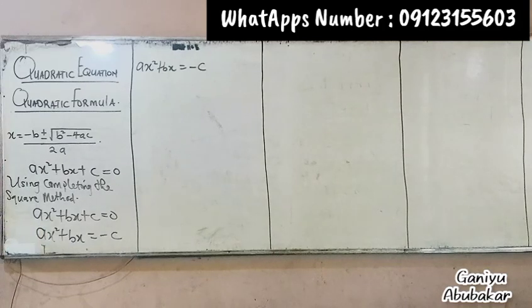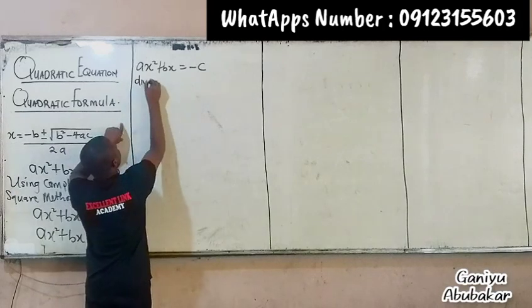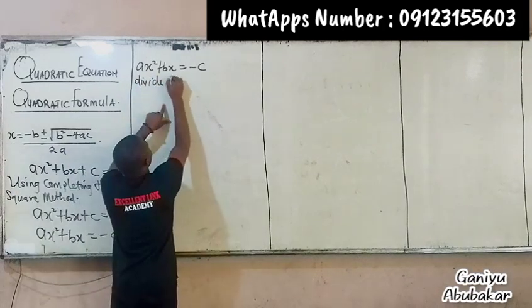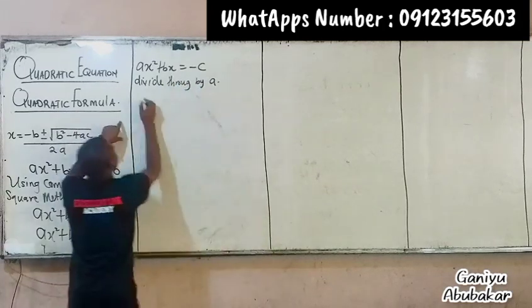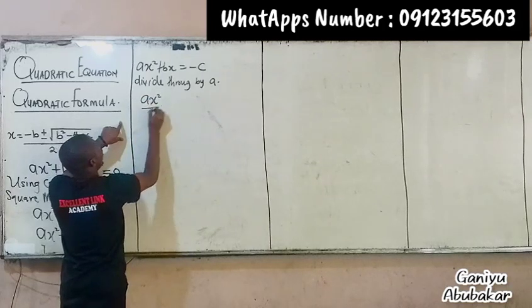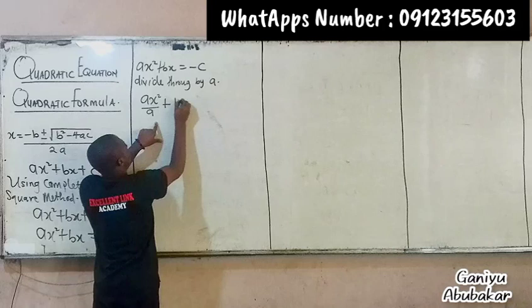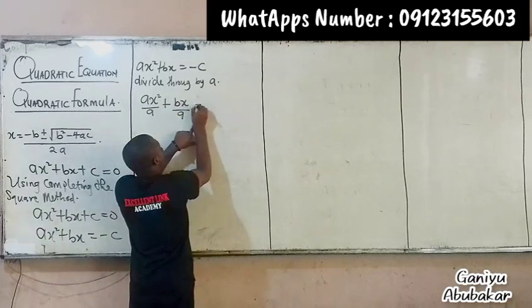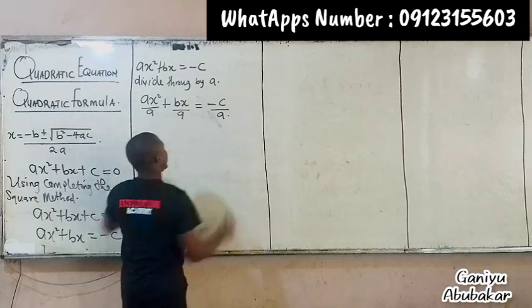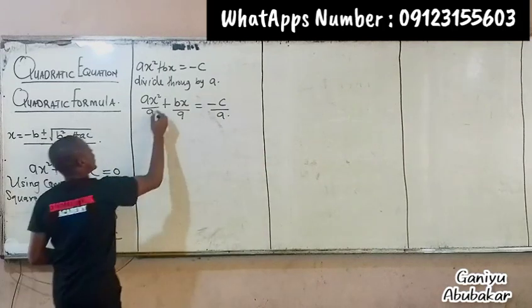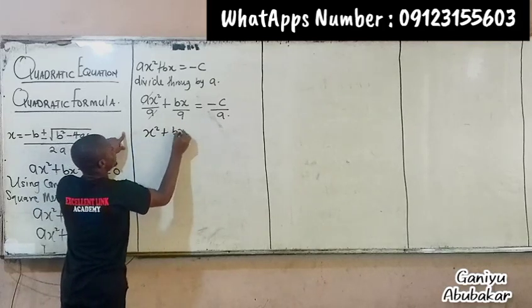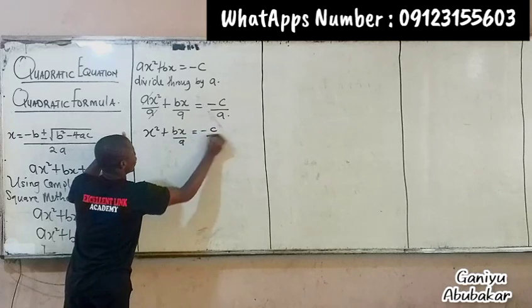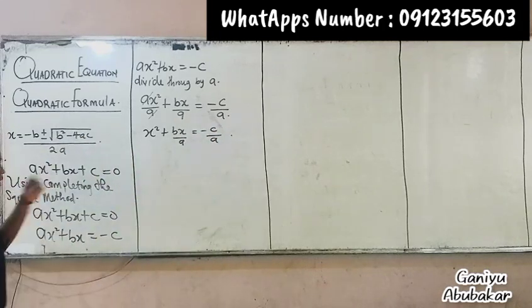Of course, the next step here is to divide through by a. That becomes ax squared all over a plus bx all over a is equal to negative c all over a. Of course, a cancels a. I'm left with x squared plus bx over a is equal to negative c all over a.